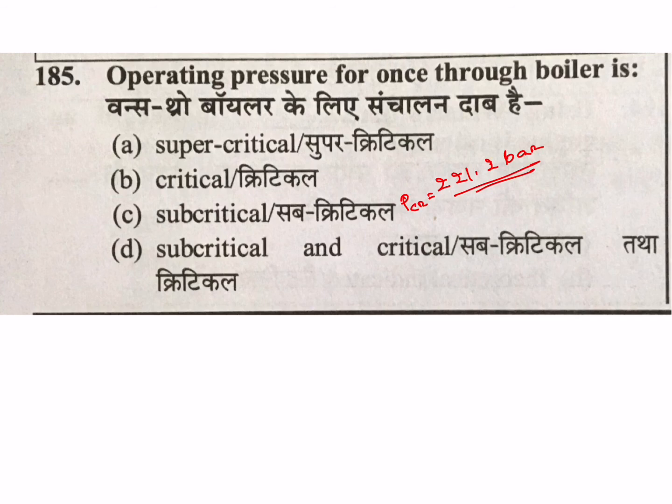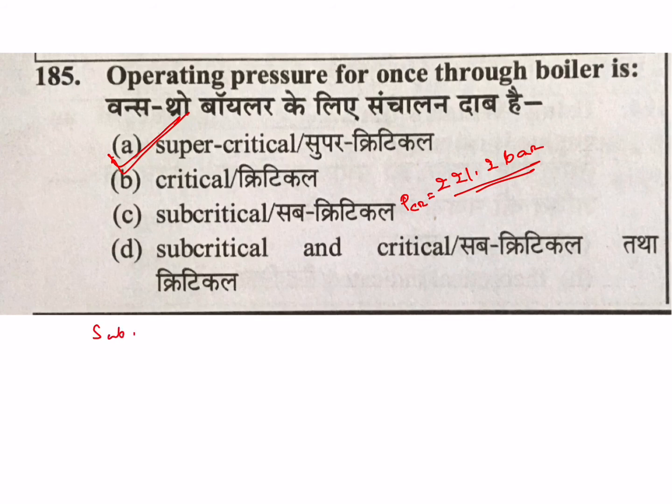See, in a drumless boiler, you will not get any drum here, only the evaporator. Then supercritical operating pressure for once-through boiler. It's supercritical, greater than 221.2 bar pressure.